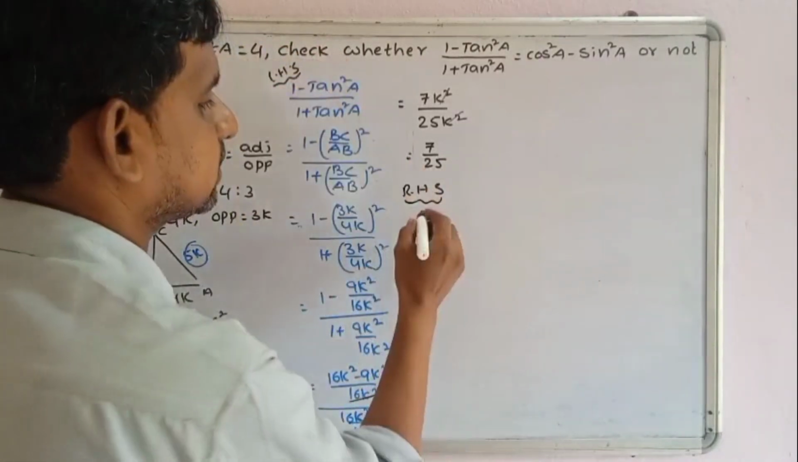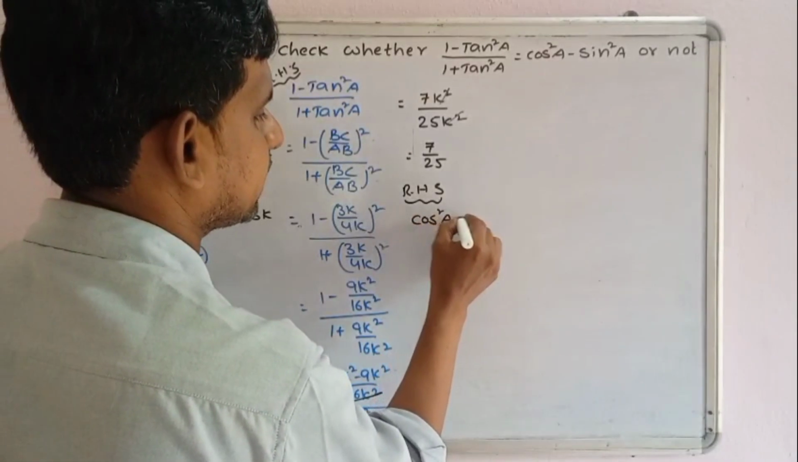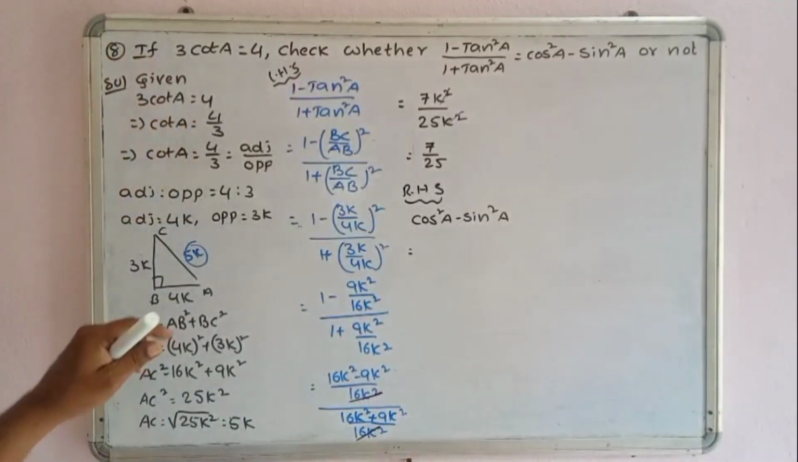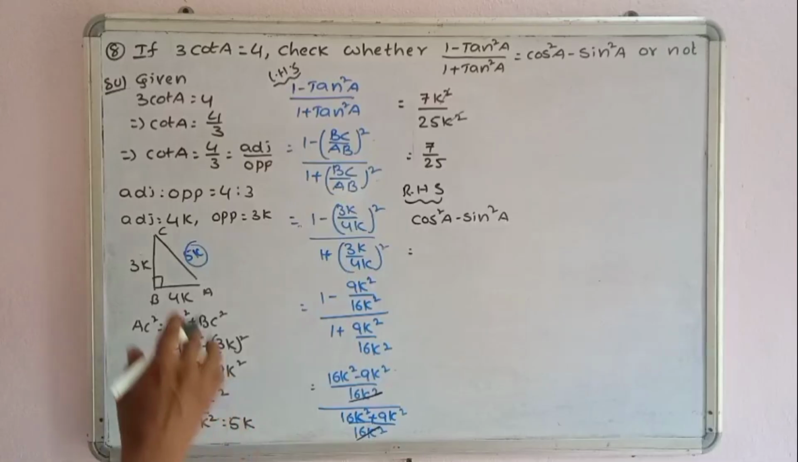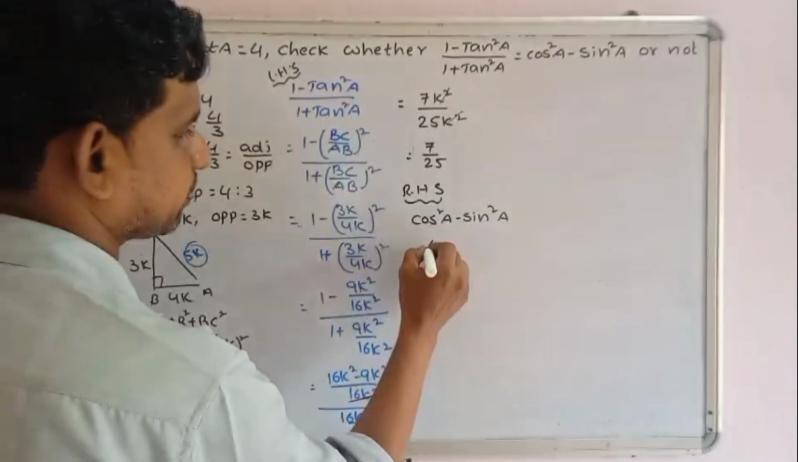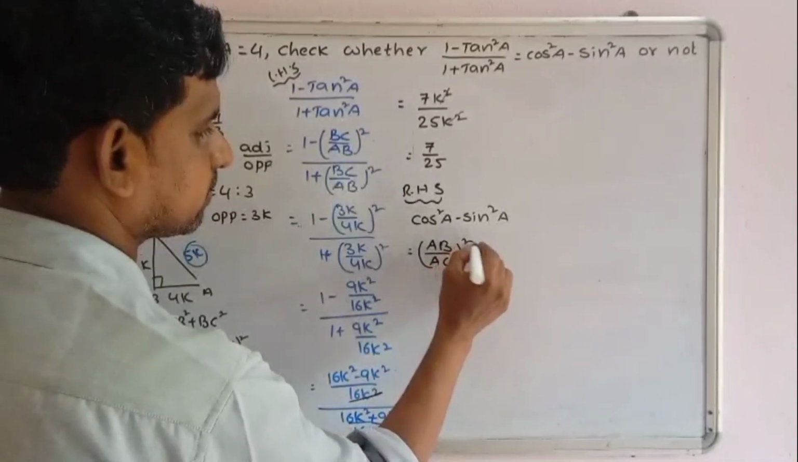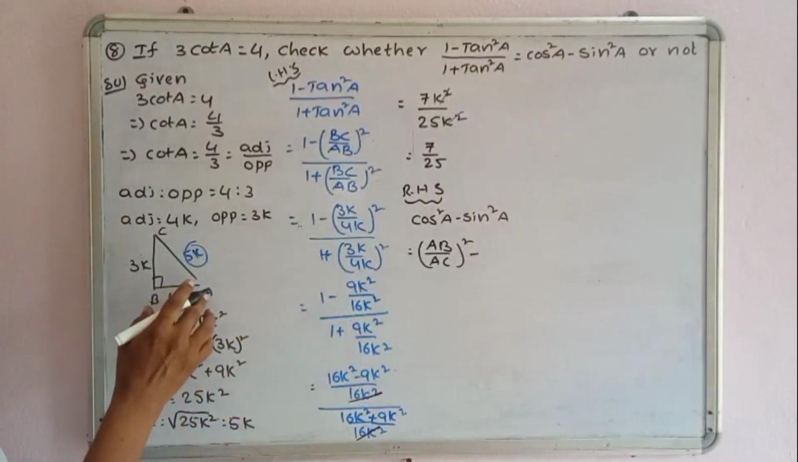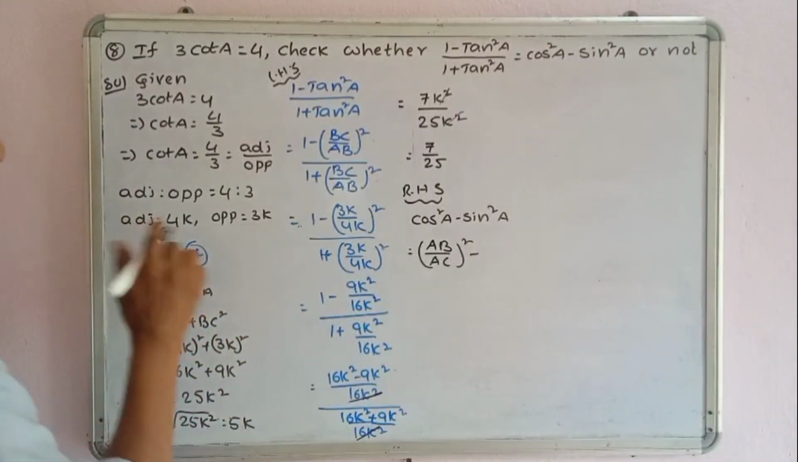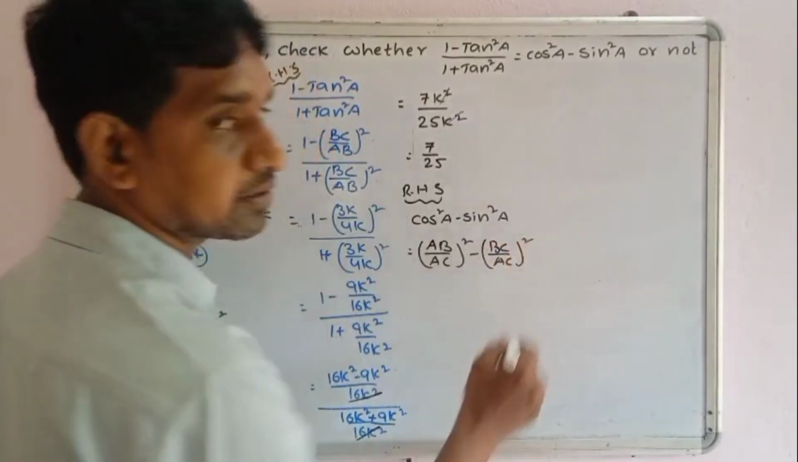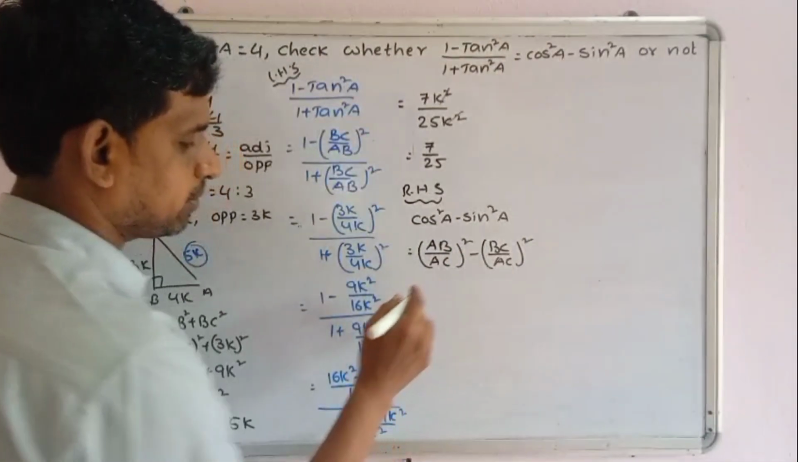So what is RHS? Cos square A minus sin square A. Cos A is nothing but side adjacent to A by hypotenuse. Side adjacent to A is AB, hypotenuse is AC, square. Minus sin A, side opposite to A by hypotenuse. Side opposite to A is BC, hypotenuse is AC, square.